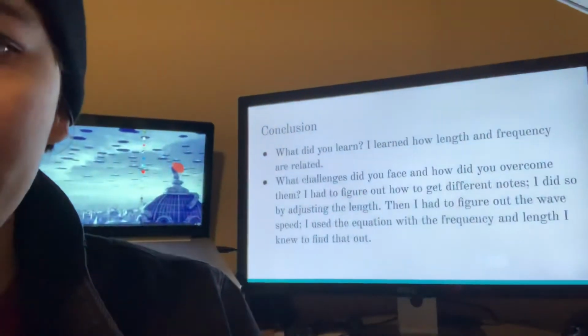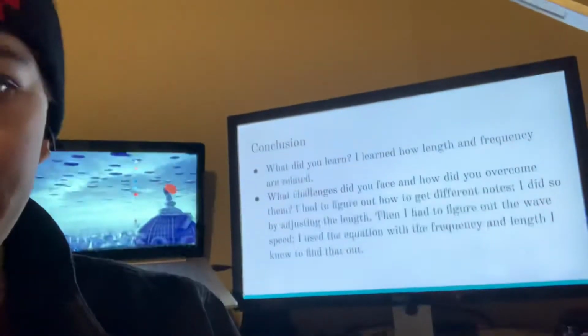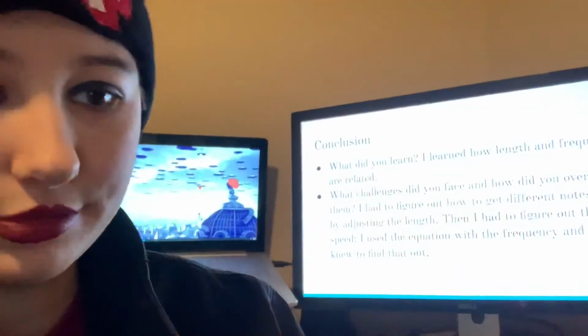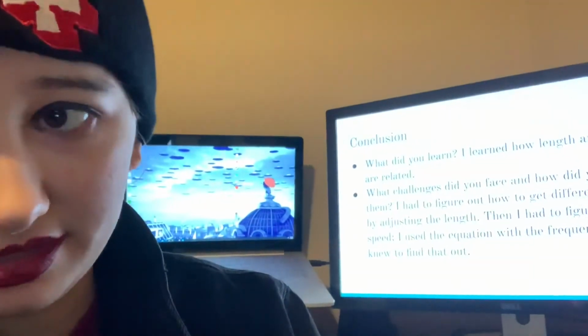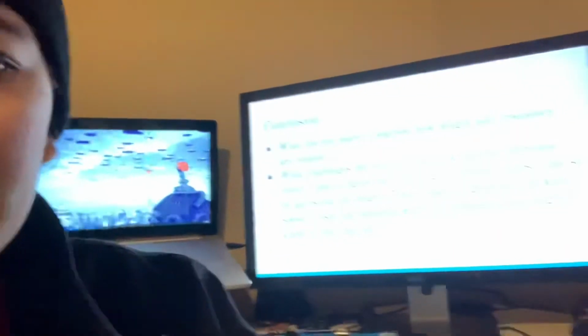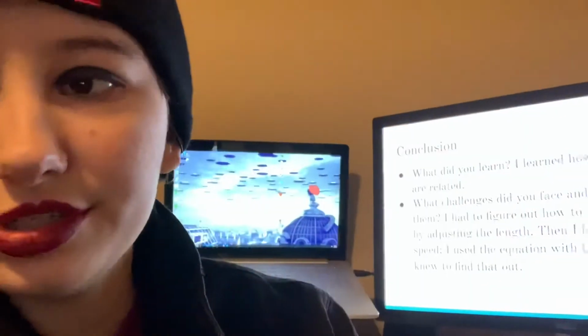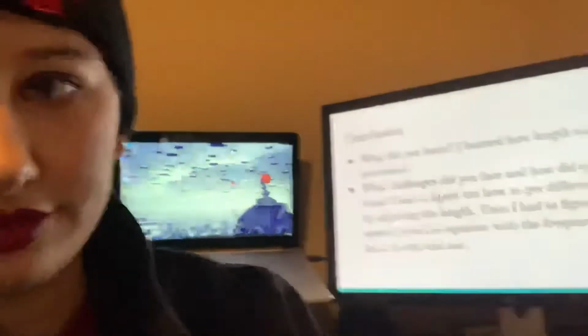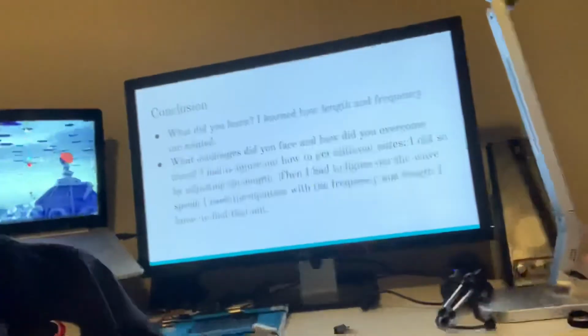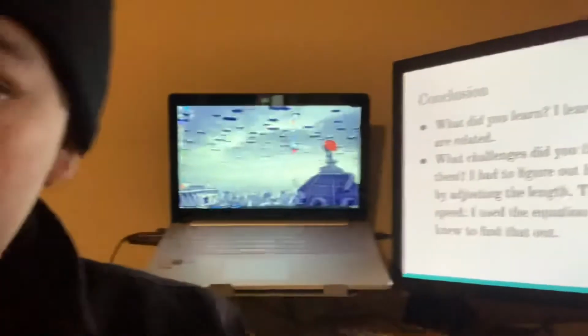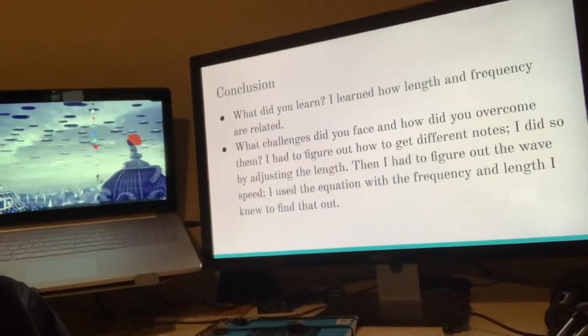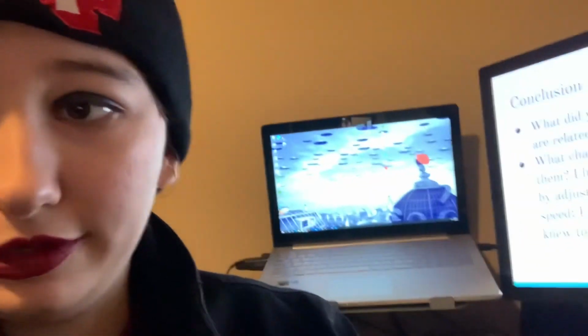So to conclude, what I learned was that length is what affects things like wave speed, frequency, either one of those. And there were some challenges. I had to figure out how to get the strings to produce different sounds, so I did that by adjusting the length. I also had to figure out the calculation. So I used the equation for that, using the frequency that we know and the length.